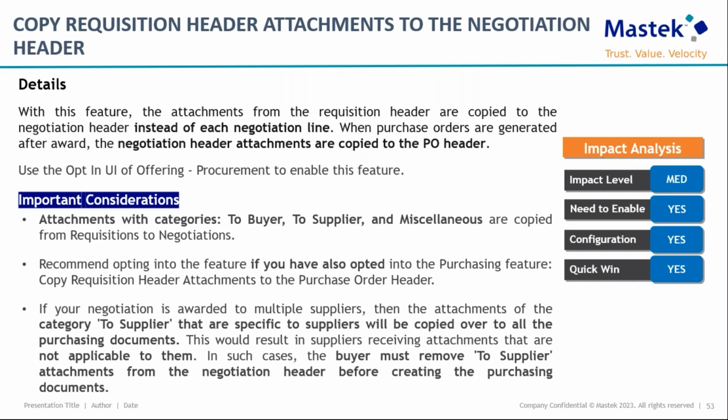The next recommendation is if there are attachments with the category of to supplier, when we are creating a purchase order as an outcome of the negotiation, all the attachments will be carried forward to the purchase order, irrespective of which supplier the purchase order has been created for. So the suppliers will receive documentation that does not concern them. To resolve this issue, the buyer needs to remove all the attachments from the to supplier category and then create the purchasing document.